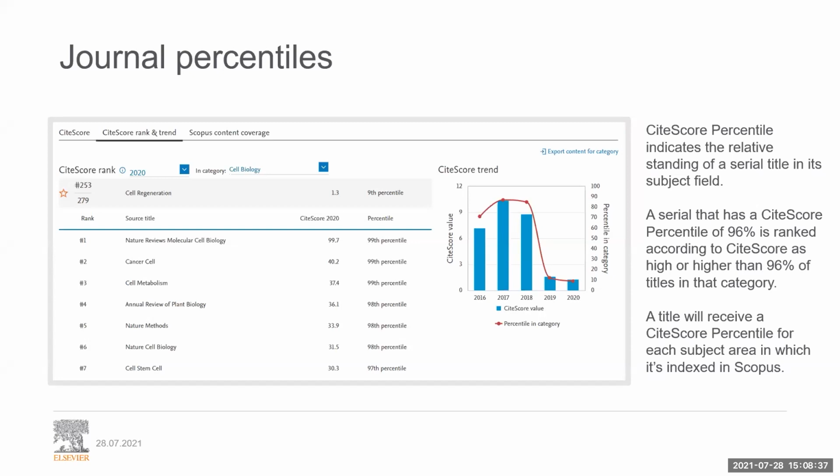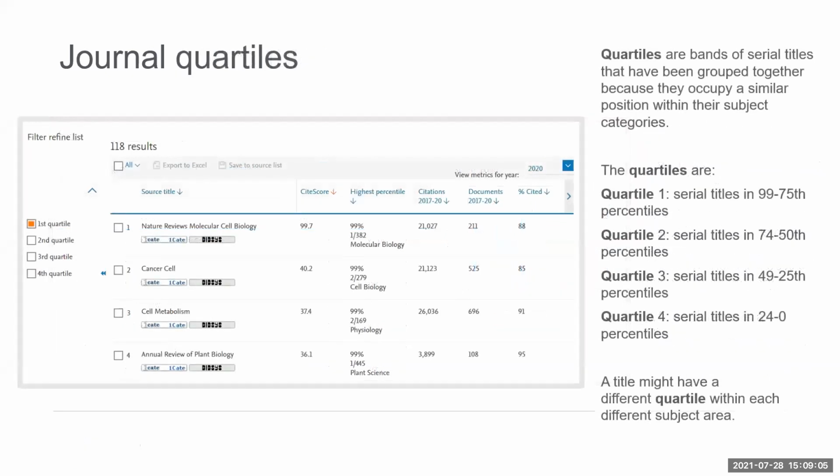So Cell Generation will fall into different subject areas, for instance biomedical sciences and neurology, I would just guess. They would have a different percentile within the different subject areas that they fall into. And the same then, we also get journal quartiles.